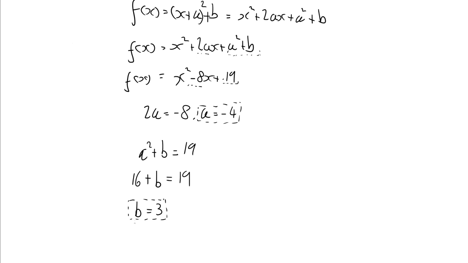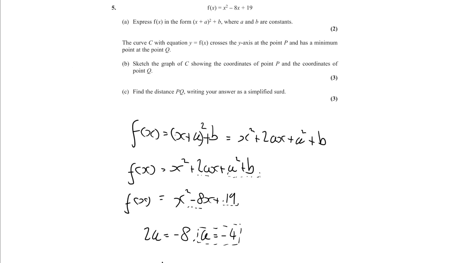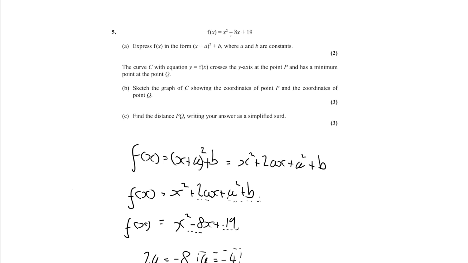So we can now sub in our values for a and b into our function. We have f(x) = (x − 4)² + 3. Now, if you wanted to check this answer, you can multiply that out for yourself, and you should get that f(x) is equal to x² − 8x + 19.